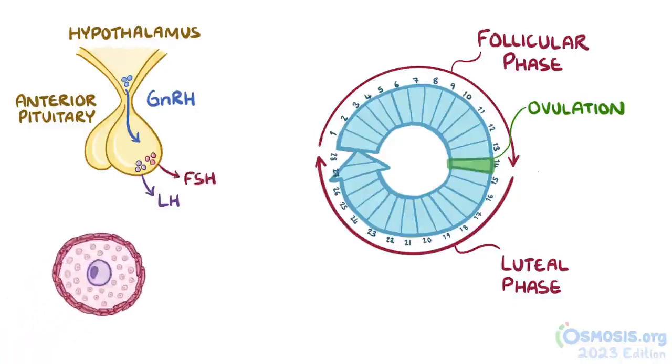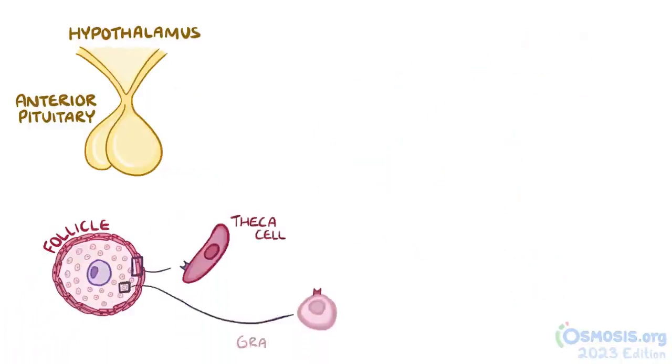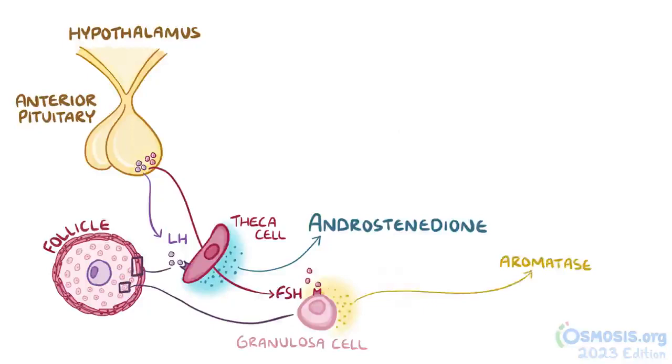LH and FSH travel to the follicles in the ovaries. The follicles are small clusters of theca and granulosa cells that protect the developing oocyte, or egg. The theca cells develop LH receptors, which allow them to bind to LH, and in response, they secrete a hormone called androstenedione. Granulosa cells develop FSH receptors, which allow them to bind to FSH and produce an enzyme called aromatase, which converts the androstenedione to 17-beta estradiol, a member of the estrogen family.